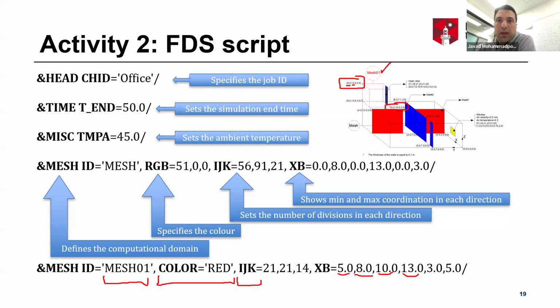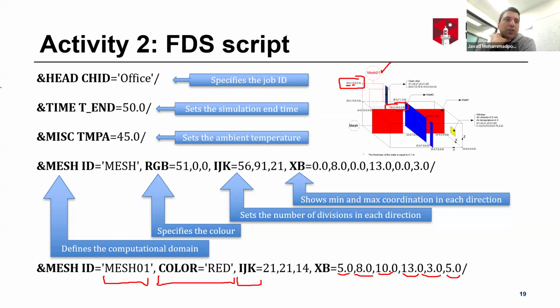What is the minimum Z? It's 3. It's here, it's 3. What is the maximum height? It's 5. So it is 2 meters high.